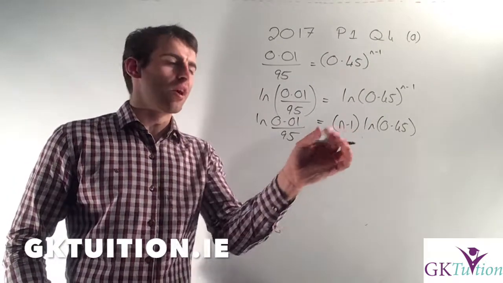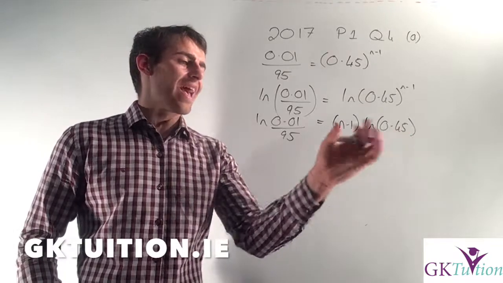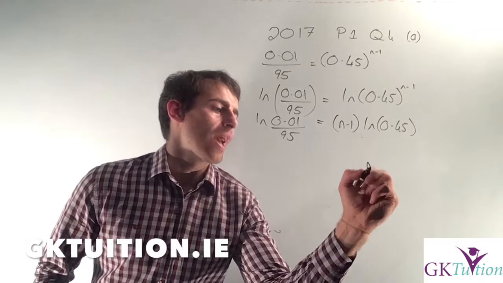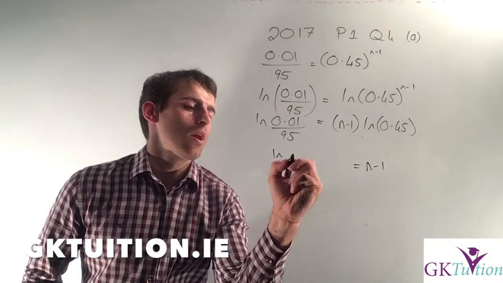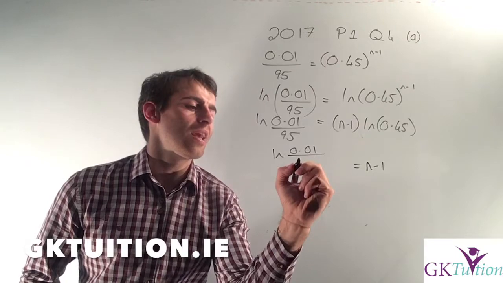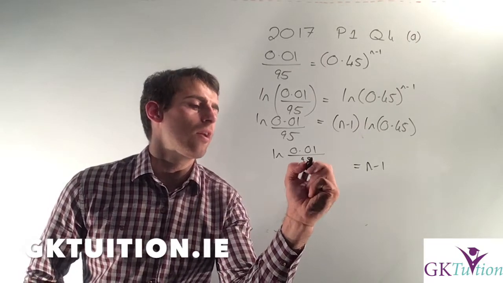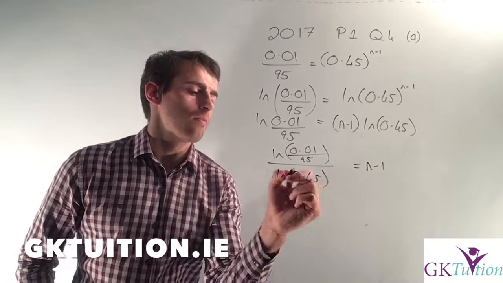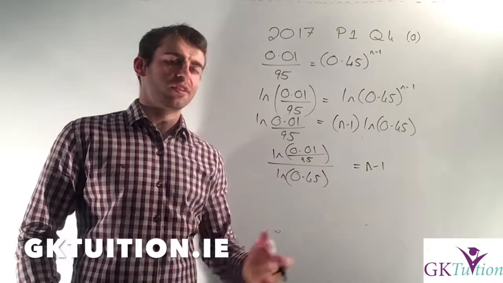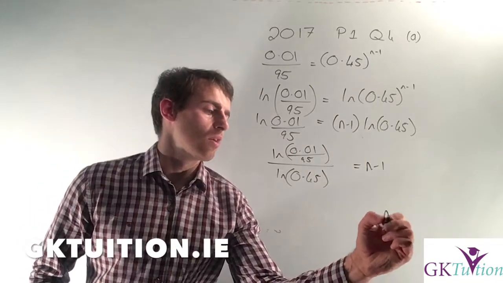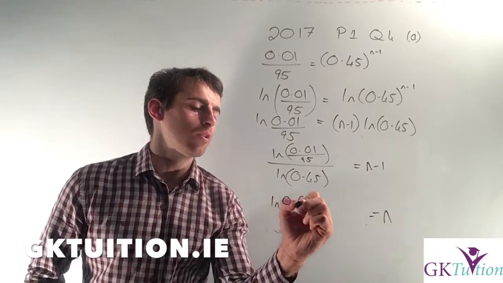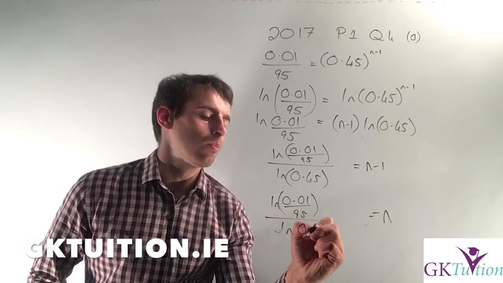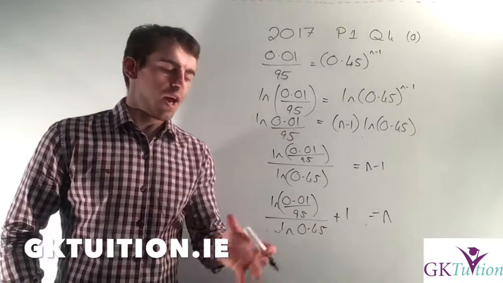Now, I want to isolate my n minus 1, so I need to bring the ln 0.45 across. So I'm going to divide both sides by ln 0.45. And if I do that, my left-hand side becomes ln of 0.01 over 95. Make sure you put that in brackets. Divided by ln 0.45. And clearly, if I want to get n on its own, I'm just going to add 1 to both sides. So I get n is equal to ln of 0.01 over 95 divided by ln 0.45, plus 1. And now these are all numbers.